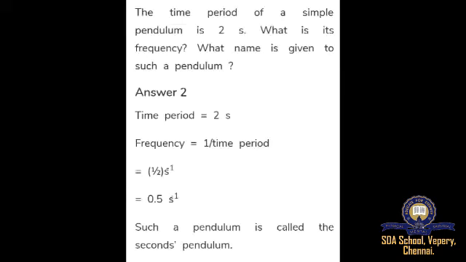Now the second numerical problem: the time period of a simple pendulum is 2 seconds. What is its frequency and what name is given to such a pendulum? The time period given here is 2 seconds, and we know the formula for frequency. Frequency is equal to 1 by T, that is 1 by time period, and the time period is 2, so you are substituting 1 by 2. You know 1 by 2 is equal to 0.5 per second. And here we know that if the time period of a simple pendulum is 2 seconds, then we call that type of pendulum a seconds pendulum. So since here the time period is 2 seconds, such a pendulum is called the seconds pendulum.